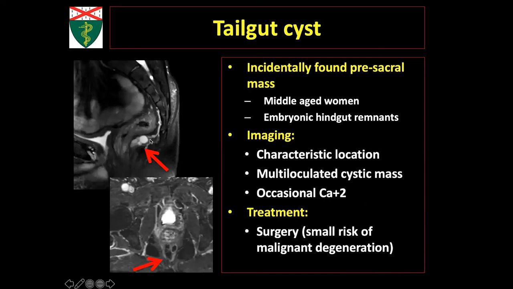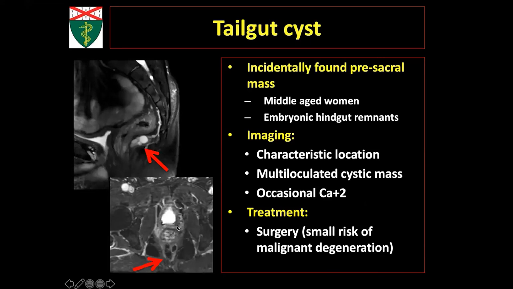And they may have variable signal because of a variety of internal hemorrhage or protein content. And they won't enhance internally. The peripheral aspect of the cystic lesion will enhance. And so what do you do with these when you see these? You call it as such. It's a tail gut cyst. The other name for this is a retrorectal hematoma. So some people gave that answer.